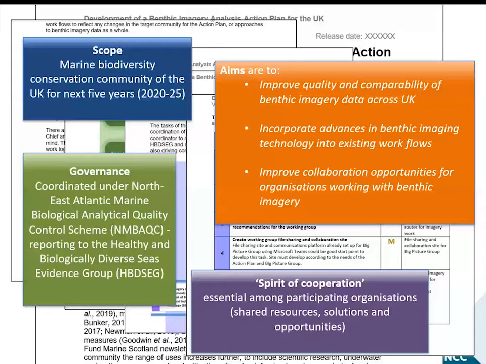We worked with the Northeast Atlantic Marine Biological Analytical Quality Control Scheme, the NMBAQC, which is a standards governance managing body that sits in the UK. They sit under another working group called the Healthy and Biologically Diverse Seas Evidence Group. And all of this sits under the UK Marine Monitoring and Assessment Scheme, UKMMAS. So we embedded the imagery action plan under these structures so that it has a home, a place that progress can be reported to. And a part of what we're doing in the next couple of days will all be reported to those groups.